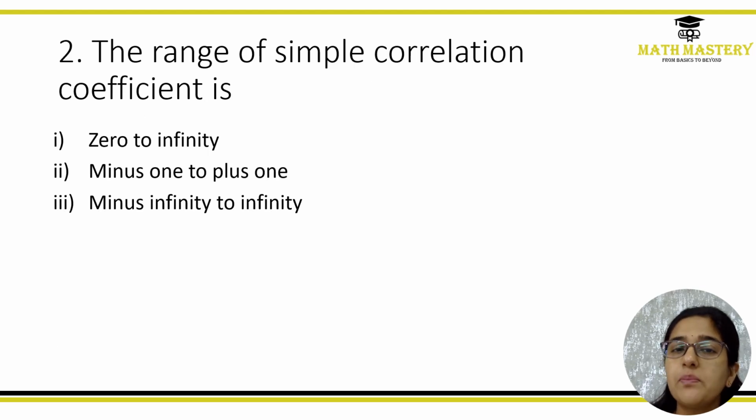The range of simple correlation coefficient is... As we have studied, the coefficient of correlation ranges between -1 to +1. So the answer to this question is second, -1 to +1.